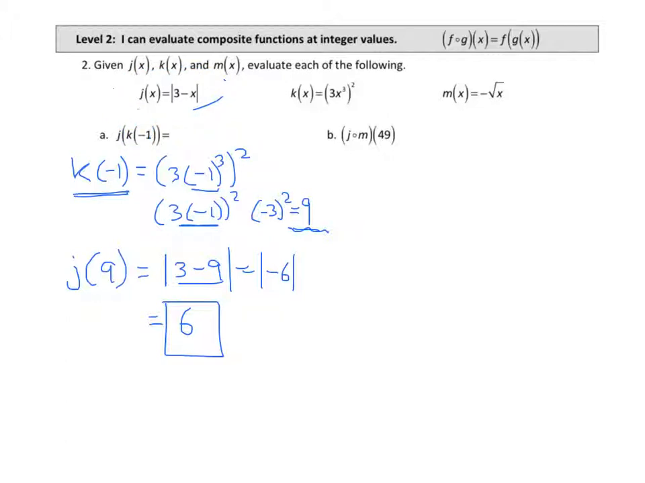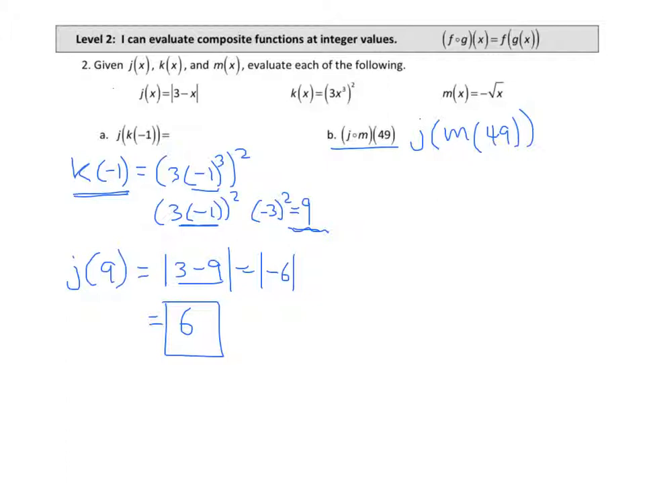Okay, for the next one, it's written in a different notation, but it actually means the same thing. The function on the left is the outer function right here, and then the function on the right, the m, is the inner function. So a better way to write this is j of m of 49. It means the exact same thing as this. That open circle is a symbol for function composition. So don't confuse that with a closed circle, which means multiplication.